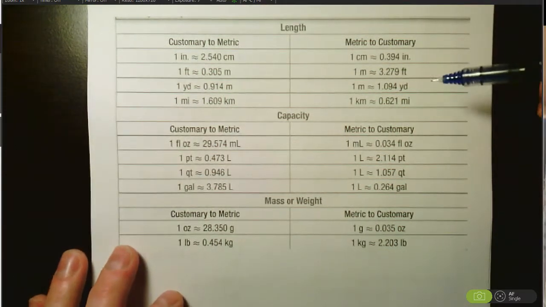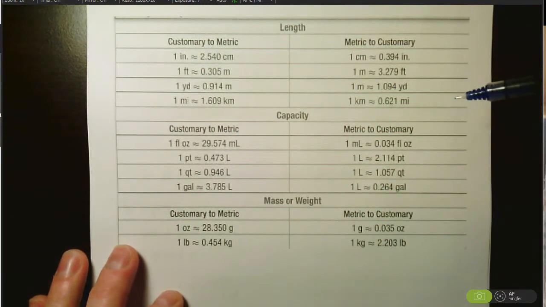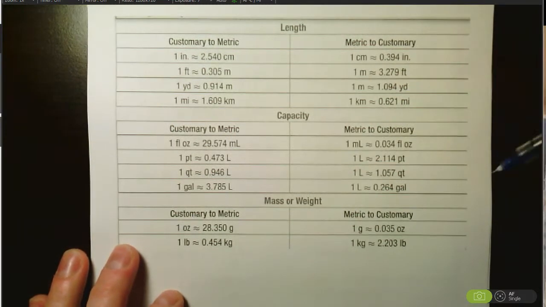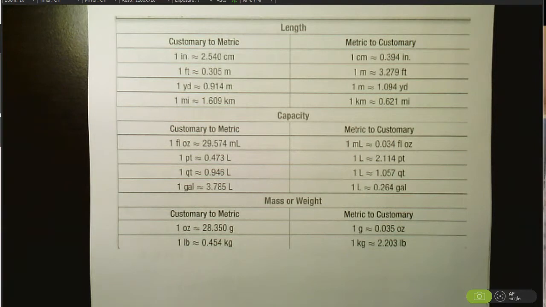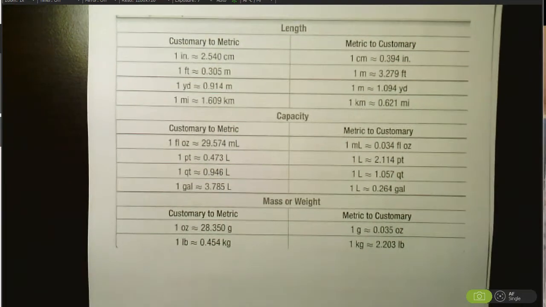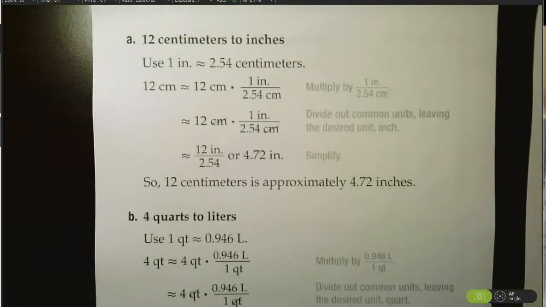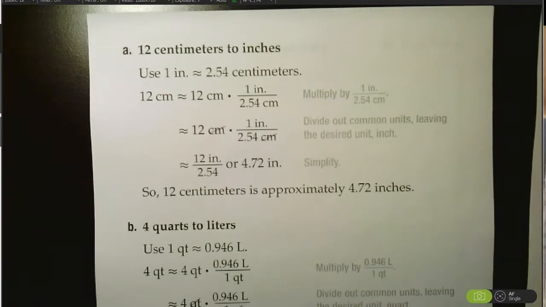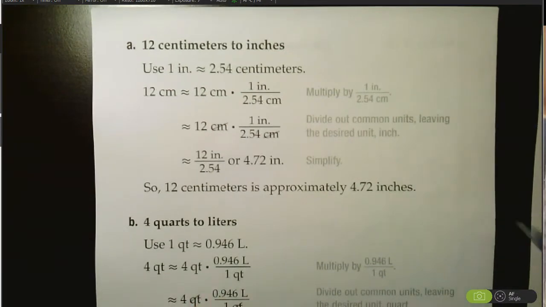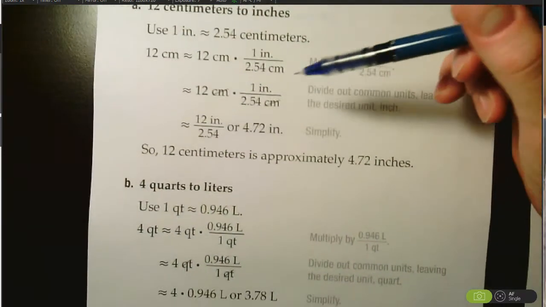So here's that sheet that I had in class that I printed off and handed out to you. Just another copy for me at home. So I'll be coming back to this as we go through each problem. Now the first problem the book does is, and I'm going to walk through these just so you have a little more idea of what they're doing. They want to convert 12 centimeters to inches.